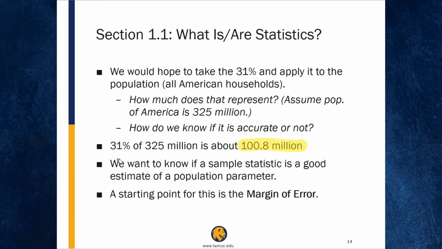So we would like to know if a sample statistic is really a good estimator of the population parameter or not. So a starting point for this is something called margin of error. Basically, how far off is the sample statistic from the genuine population parameter?